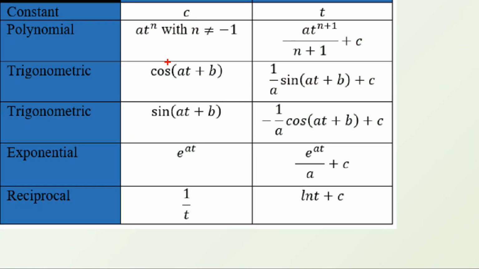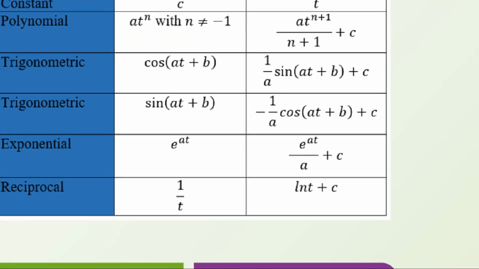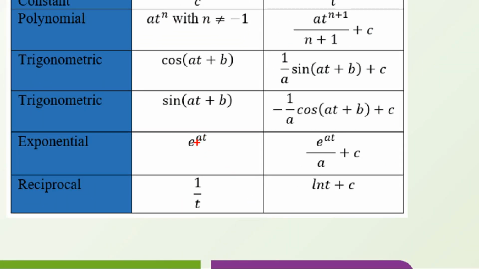For the trigonometric cosine of a linear function, that would be 1 over a times sine of the linear function. Sine of the linear function would be -1 over a times cosine of the linear function. Remember that going from sine to cosine, in this case we have a negative sign, unlike or opposite to the derivative. The integral of an exponential function in which the inner function is linear would be the exponential function itself divided by the coefficient, and the reciprocal function 1 over t is assigned to be the definition of the logarithmic function.